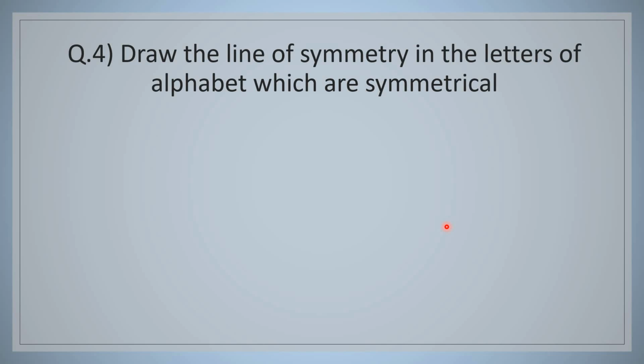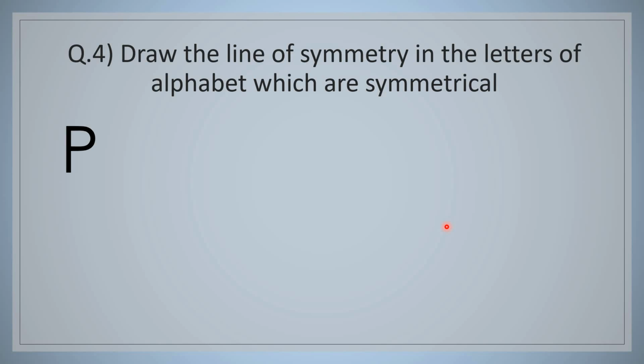Let's move on to the fourth question now. Draw a line of symmetry in letters of the alphabet which are symmetrical. Here we have to identify which alphabets are symmetrical by drawing a line of symmetry. A line of symmetry, you know, is when whatever thing is given to us, we make it into half. We draw a line from between. In the same way we have to draw a line of symmetry to identify which alphabets are symmetrical.